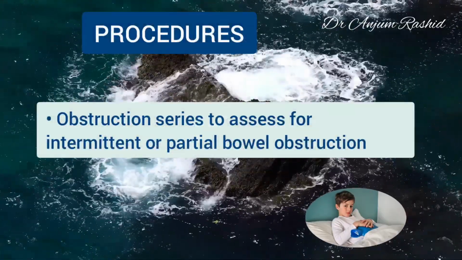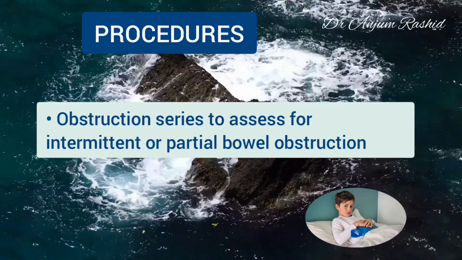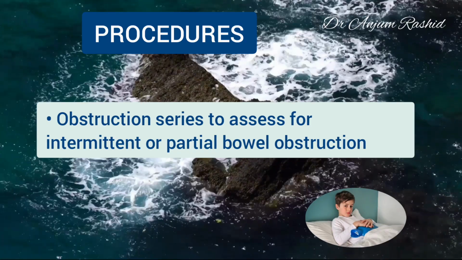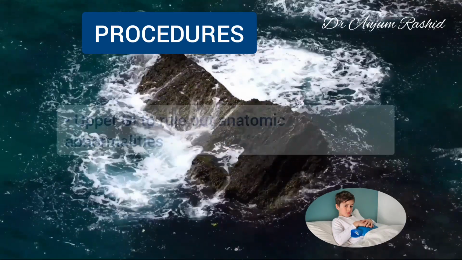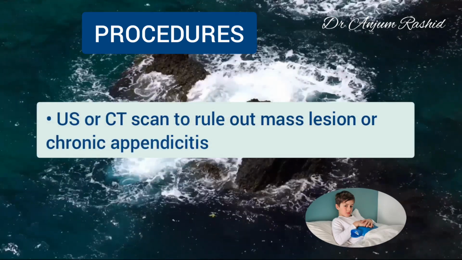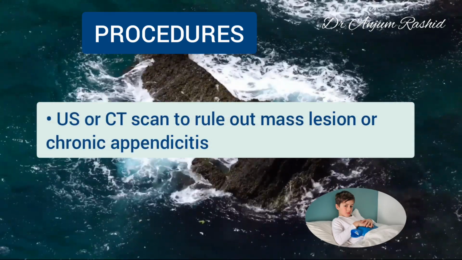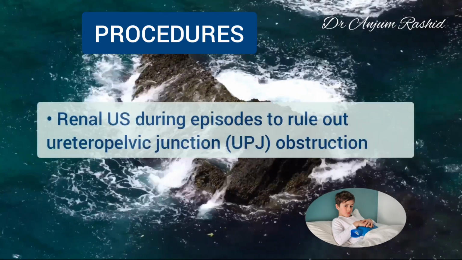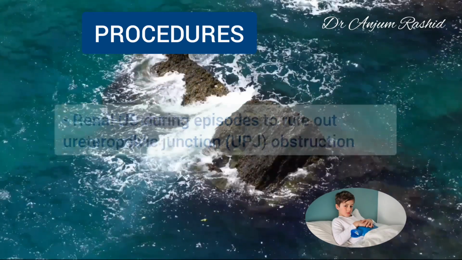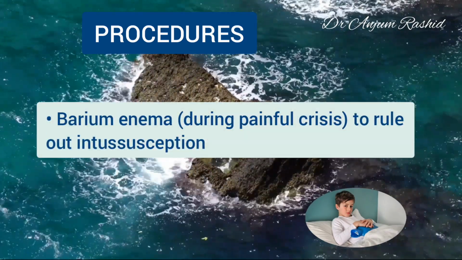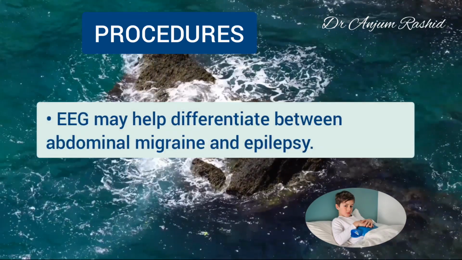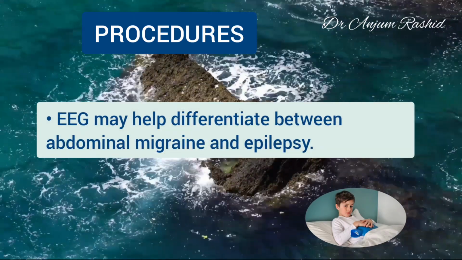Then there are some diagnostic procedures which should be done in the case of abdominal migraine. These include obstruction series to assess for intermittent or partial bowel obstruction, upper GI series to rule out anatomic abnormalities, ultrasound or CT scan to rule out mass lesion or chronic appendicitis, renal ultrasound during the episode to rule out uretero-pelvic junction obstruction, then barium enema during the painful crisis to rule out intussusception. EEG may help differentiate between abdominal migraine and epilepsy.